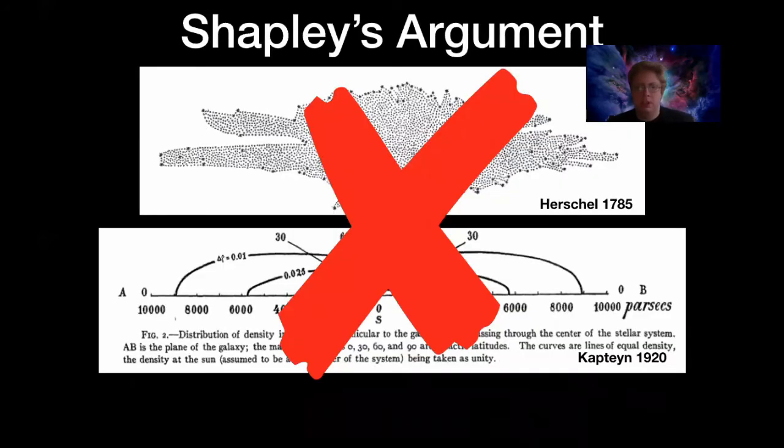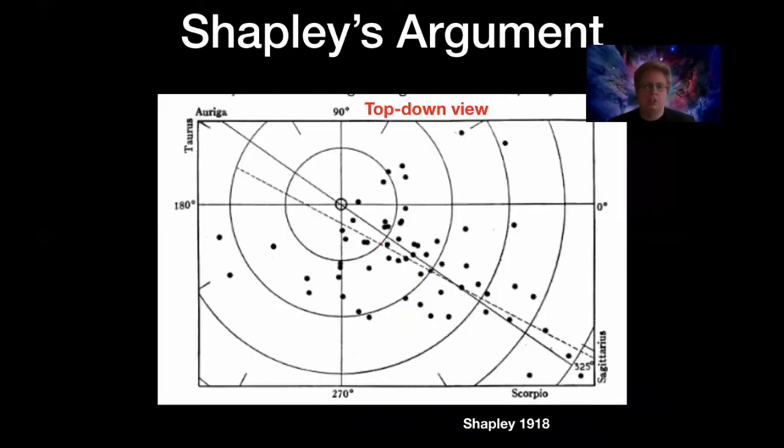Shapley, on the other hand, took a different tack. The first thing he did was he said, I don't believe these maps made by people like Herschel and Kapteyn. In particular, I don't think that they accurately describe the Milky Way that we live in. And his reason for this is that if you look at stars, you indeed find what Herschel and Kapteyn did. But if you look at objects called globular clusters, which are very tight groups of stars, you see a very different story. So here he's showing a map of the globular clusters that he had discovered and mapped in his previous research.